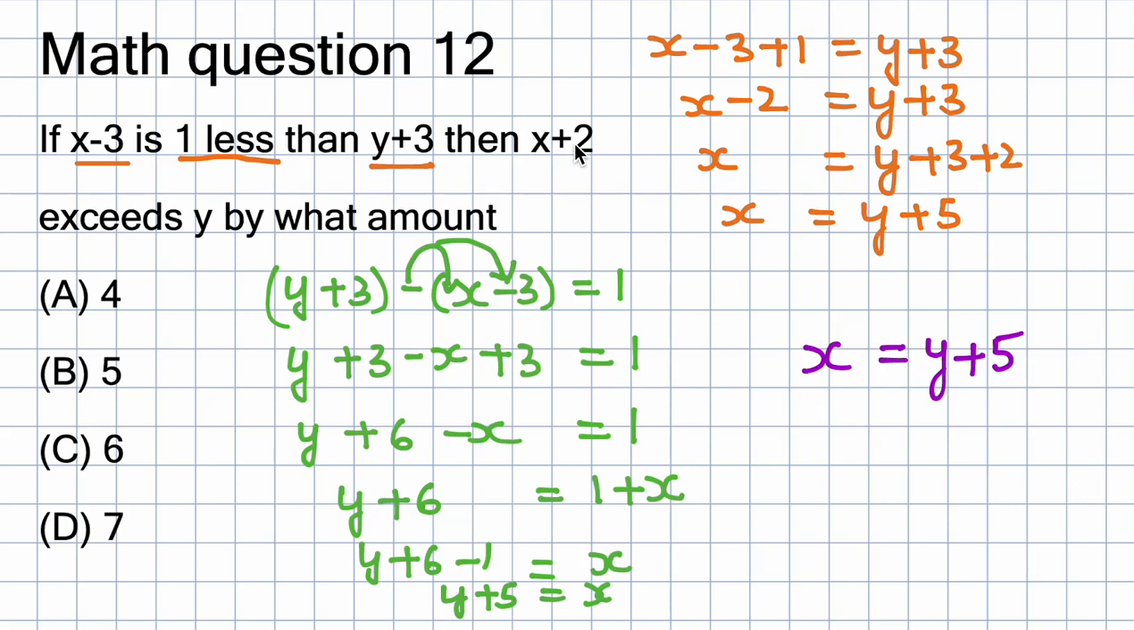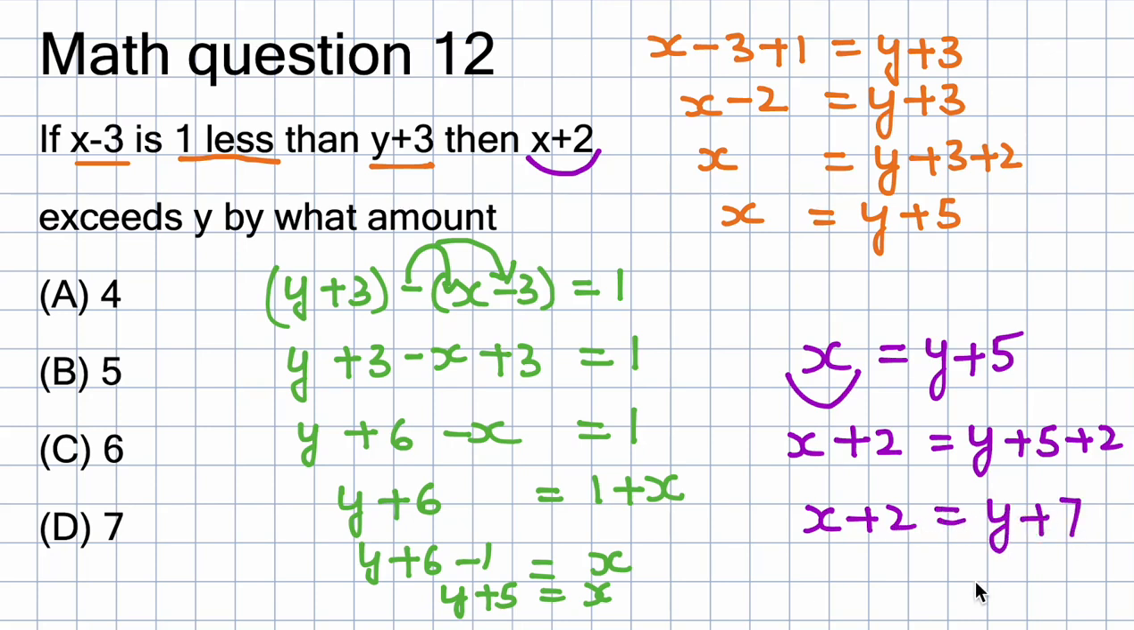Now let's see. Then x plus 2 exceeds y by what amount? Now I need x plus 2, and what I have is x. So I can make it x plus 2. How? By adding 2 on both sides. If we are adding 2 on one side, we have to add it to the other side too. So x plus 2 is equal to y plus 7.